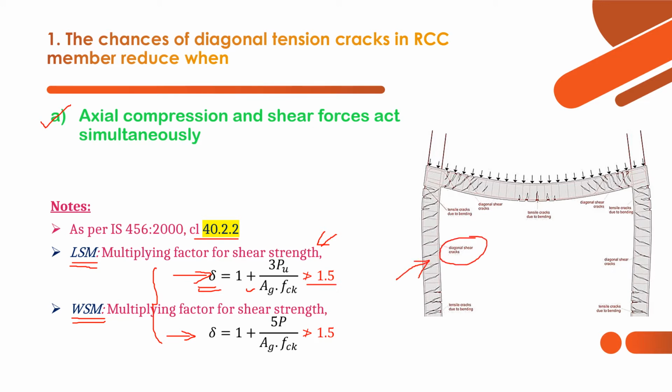These are some diagonal cracks, and this member is subjected to axial compression. So in order to increase the shear strength, we multiply by this factor, so that diagonal tension cracks reduce, because this member is subjected to axial compression. Now let's move on to second question.